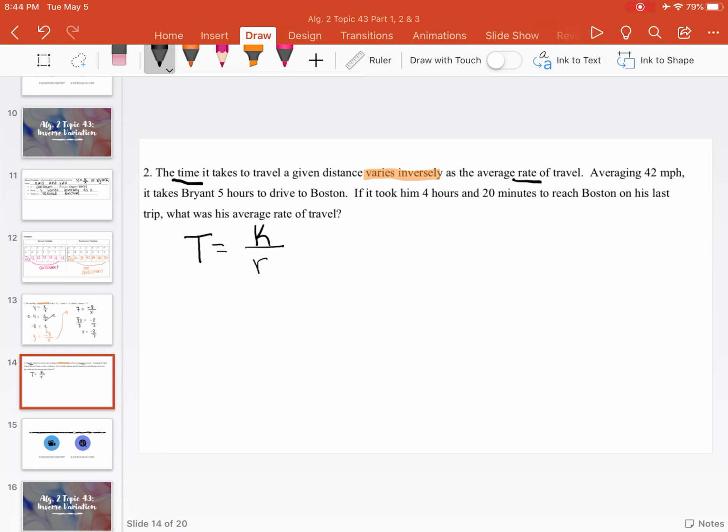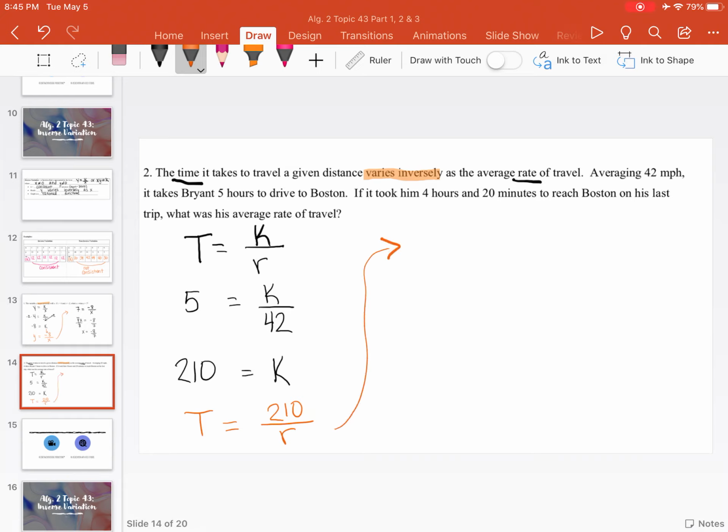Plugging in, we know that it takes Bryant 5 hours, and we want to solve for k. This was at a rate of 42 miles per hour. We can multiply and get that k equals 5 times 42, or 210. We can rewrite our equation as t equals 210 divided by r. Now we can plug in. Our time here is 4 hours and 20 minutes.